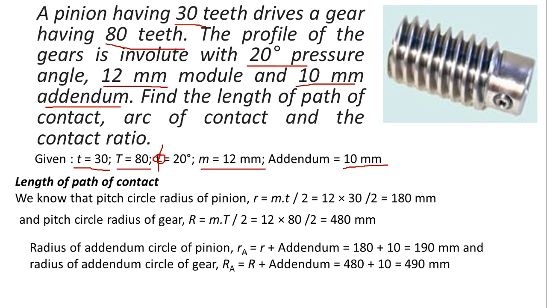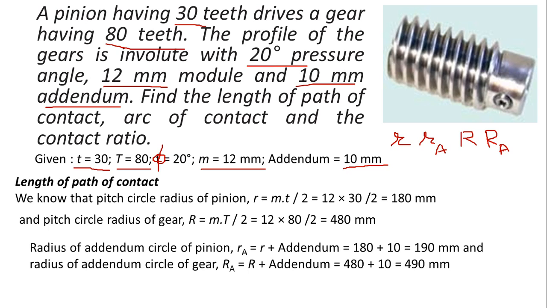So first you have to find out the length of path of contact. What are the things required for the path of contact? You know it in the formula. First thing is small r, then RA, then capital R, then capital RA. So the pitch circle radius and addendum circle radius for both the pinion and the gear should be known. So the first step is to calculate that. That is not given directly in the question.